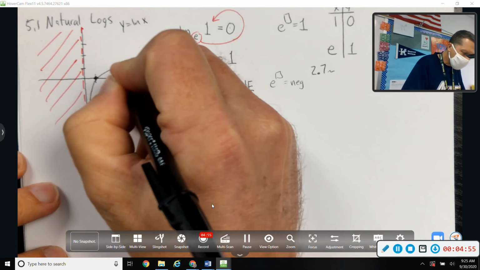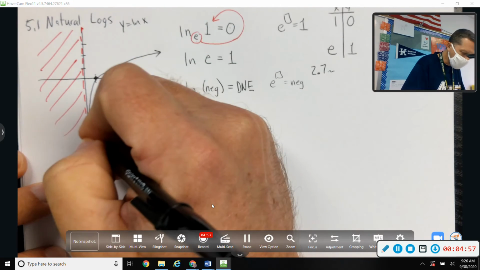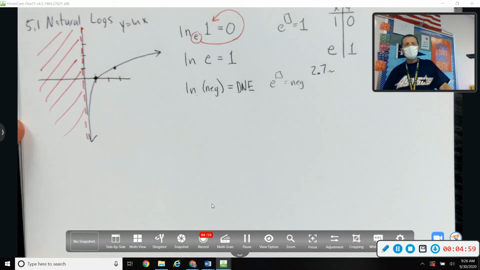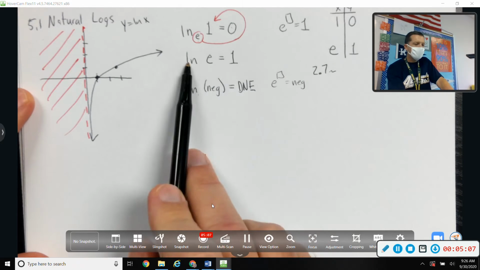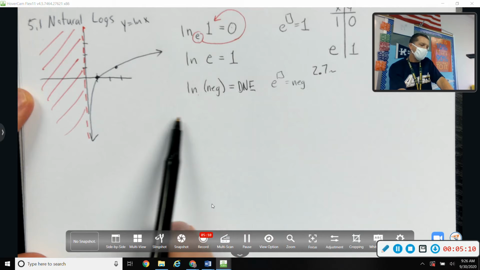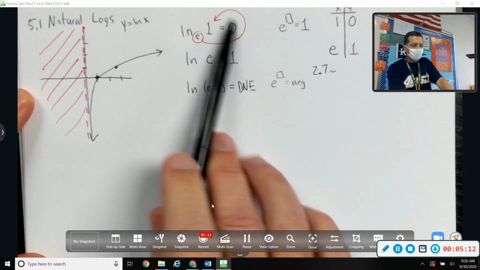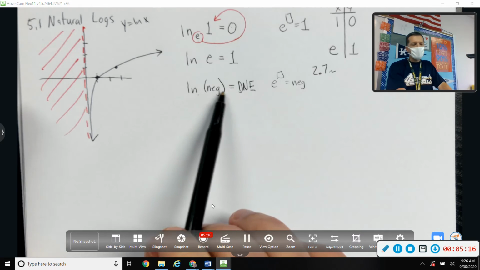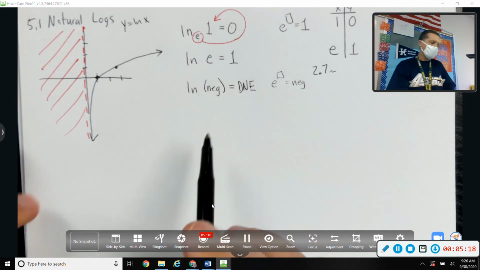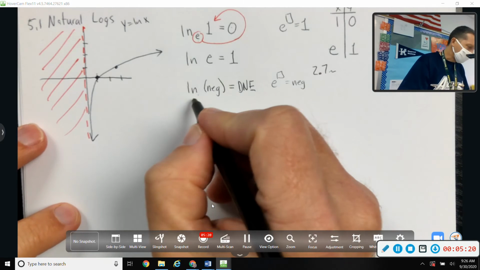So we could keep plugging in numbers if we wanted to get a more accurate graph, but there's the basic picture of what a natural log looks like. And some of the key values. The natural log of 1 is 0, natural log of E is 1, and you can't take the log of a negative number. That's sort of the main things you need to know concept-wise to head into the calculus part.